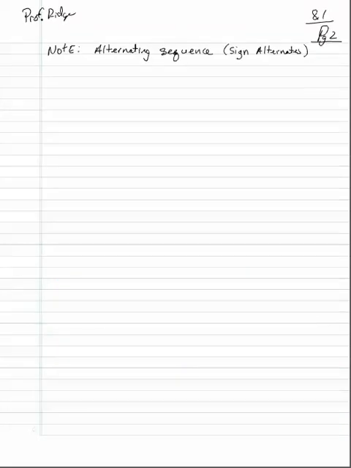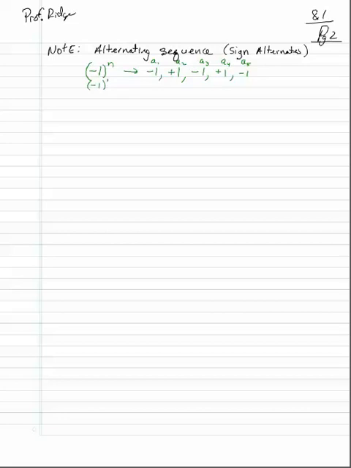Okay, so again, alternating sequence, the sign alternates between positive and negative. Negative 1 to the n is going to produce negative 1 to the 1, which is negative 1, then positive 1, negative 1. See, so this would be A1, A2, A3, A4. So negative 1 to the 4th power is positive 1. Negative 1 to the 5th power is negative 1. So it alternates positive, negative, positive, negative.